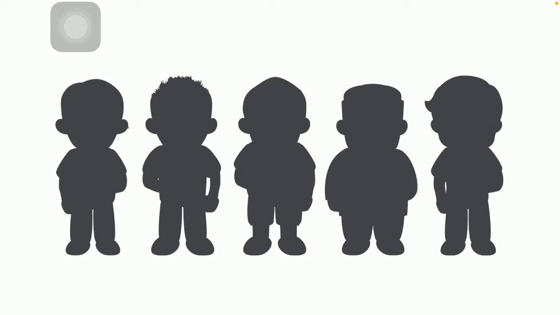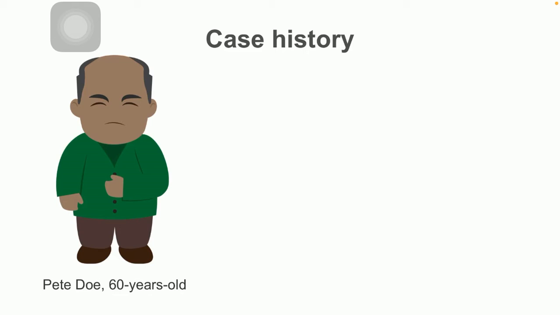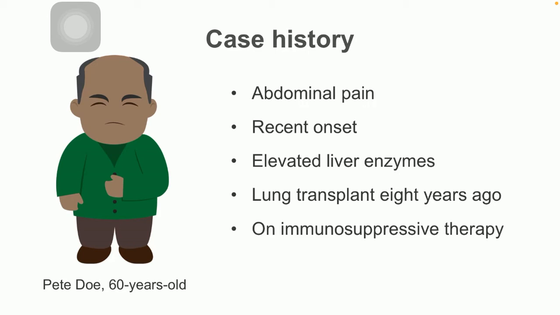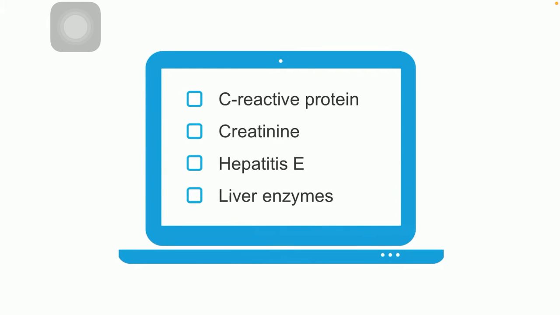Let's see our next patient. Our second patient is Pete. He suffers from abdominal pain of recent onset. In the lab report, we can already see elevated liver enzymes. Pete received a lung transplant 8 years ago. Currently, he is on immunosuppressive therapy. Furthermore, he tells us that he's a passionate hunter. Based on Pete's history, we include hepatitis E screening in our lab report.